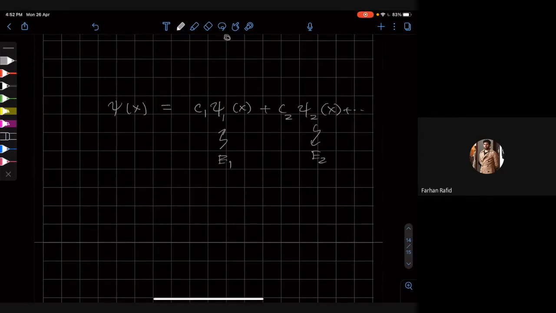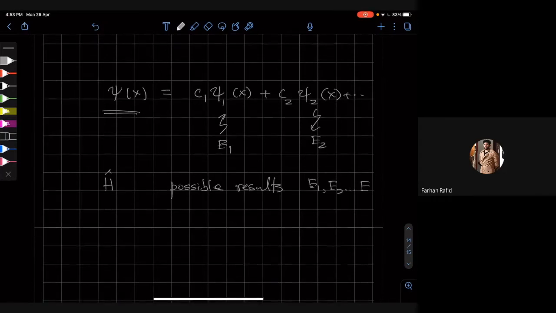Now, if I know that this is the state of my system, and I want to measure the energy, that is the Hamiltonian, then the possible results will be one of the eigenvalues E1, E2, and so on. But what are the probabilities? The probabilities are C1 squared, if I assume that this thing is normalized, C2 squared, and so on. If it's not normalized, then these are all relative probabilities, which is fine too.